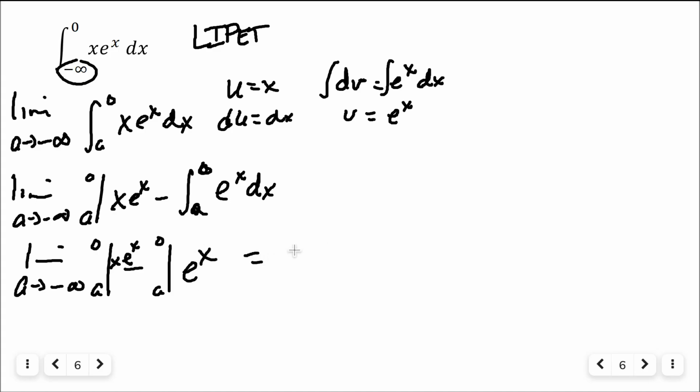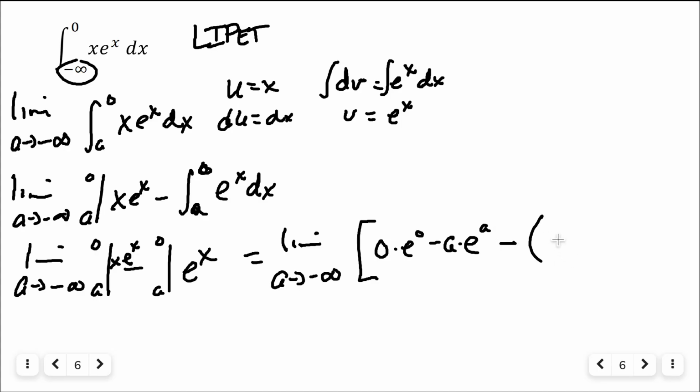All right, so now we got to evaluate this thing. So this is the limit as a goes to negative infinity. Let's substitute it in. We got 0 times e to the 0 minus a times e to the a, minus e to the 0 minus e to the a. Okay. So a goes to negative infinity.